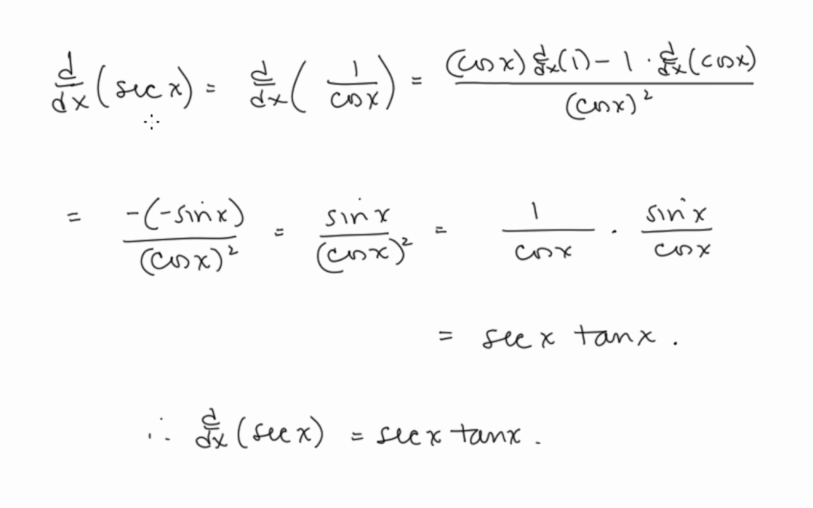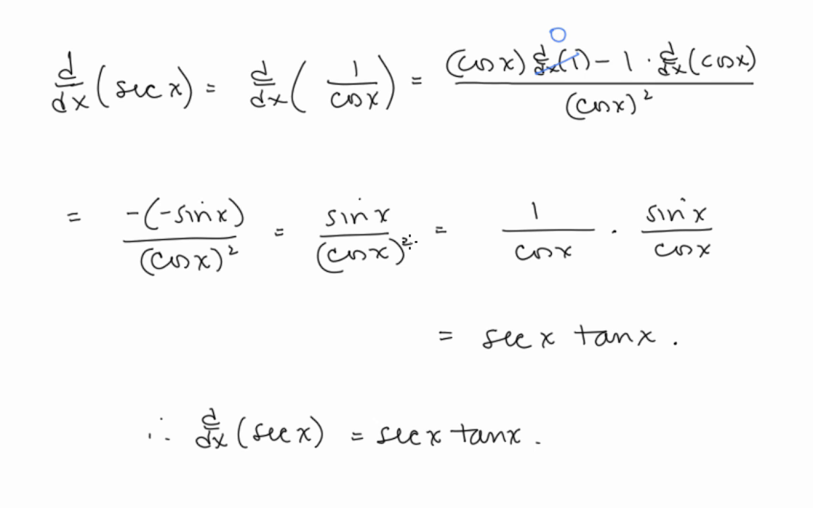So the derivative of secant x is the derivative of 1 over cosine x. And so we're going to use the quotient rule, that's cosine x times the derivative of 1 minus 1 times the derivative of cosine x, all over cosine x quantity squared. The derivative of 1 is 0, so this term goes away. And the derivative of cosine x is negative sine x. So here we have sine x over cosine x quantity squared.